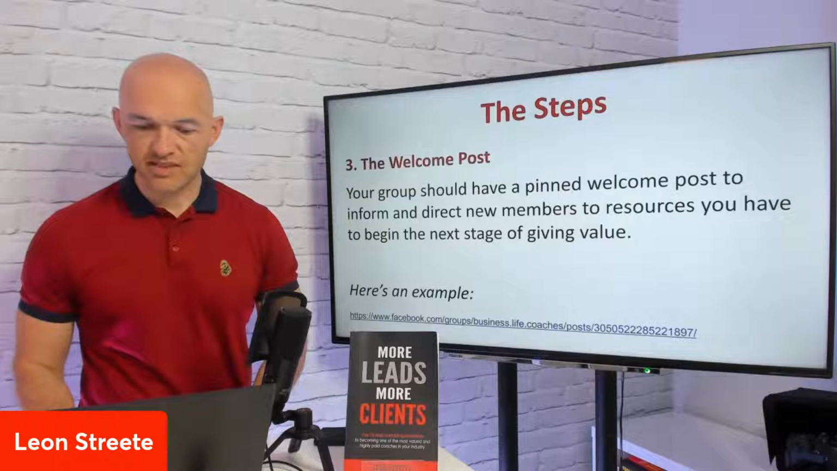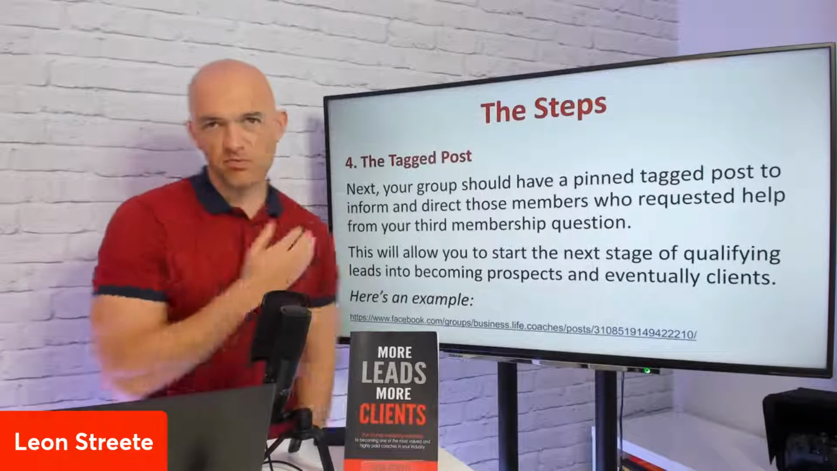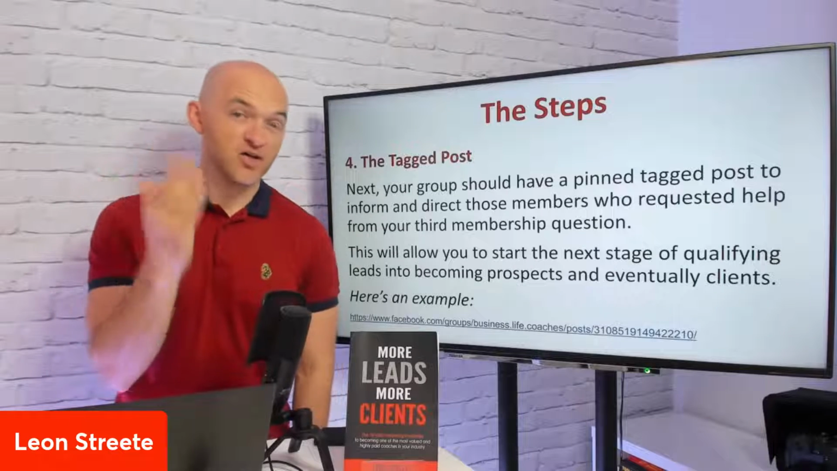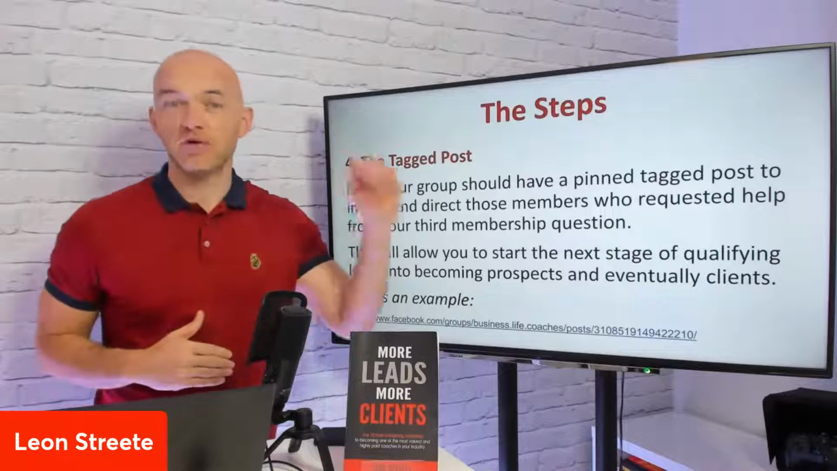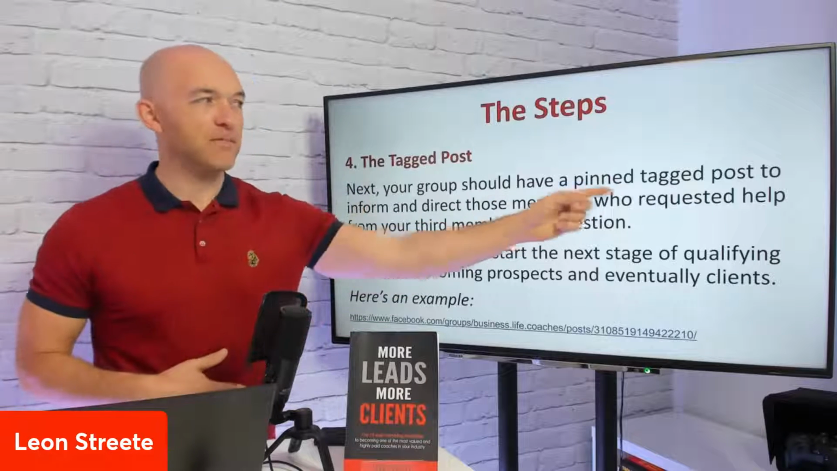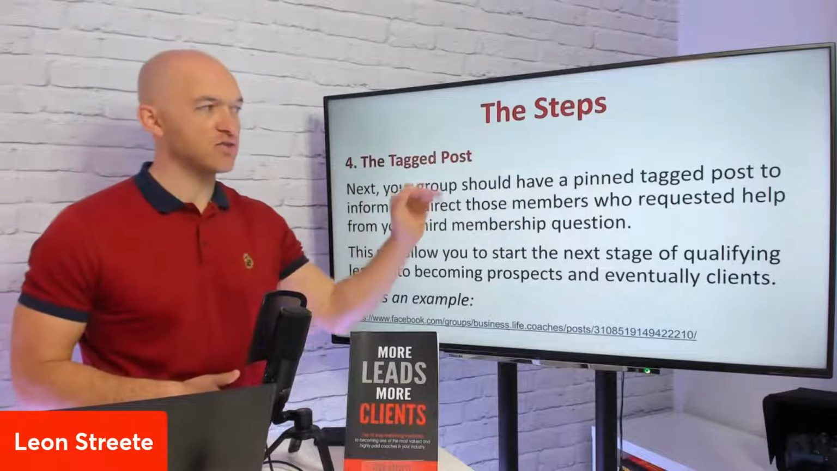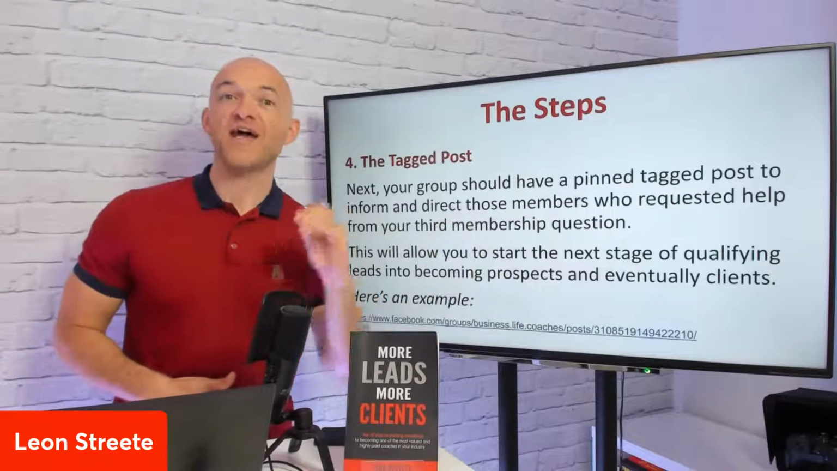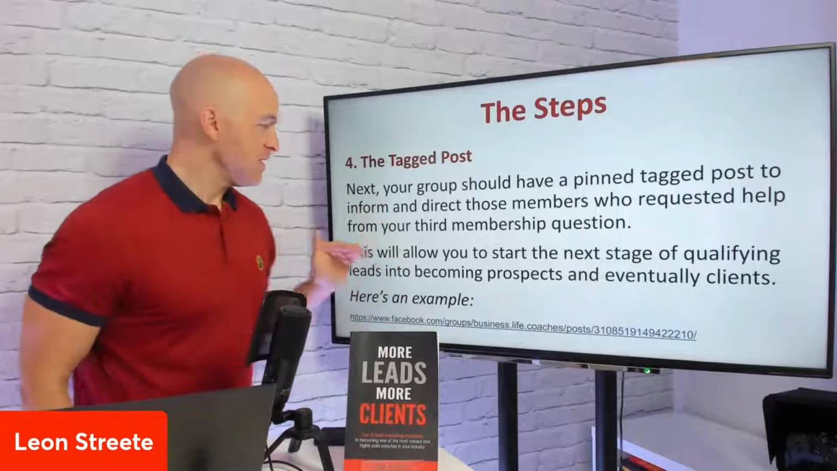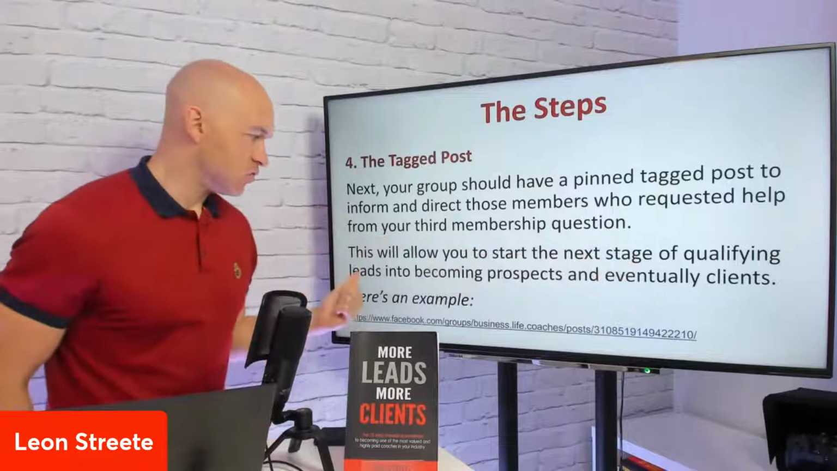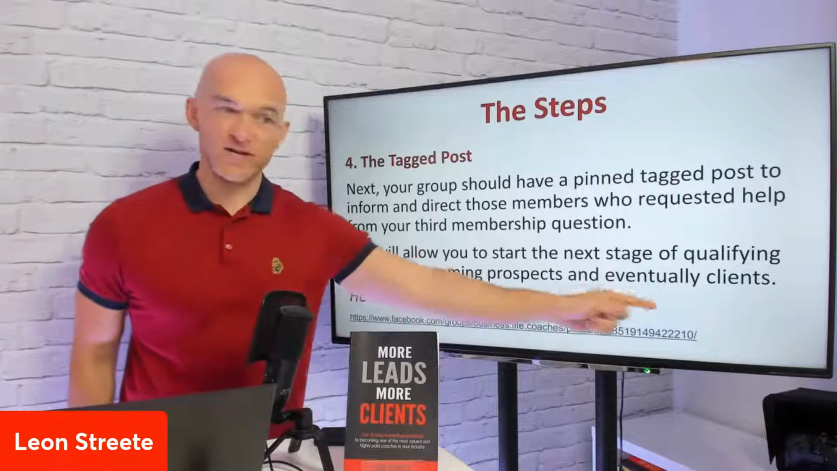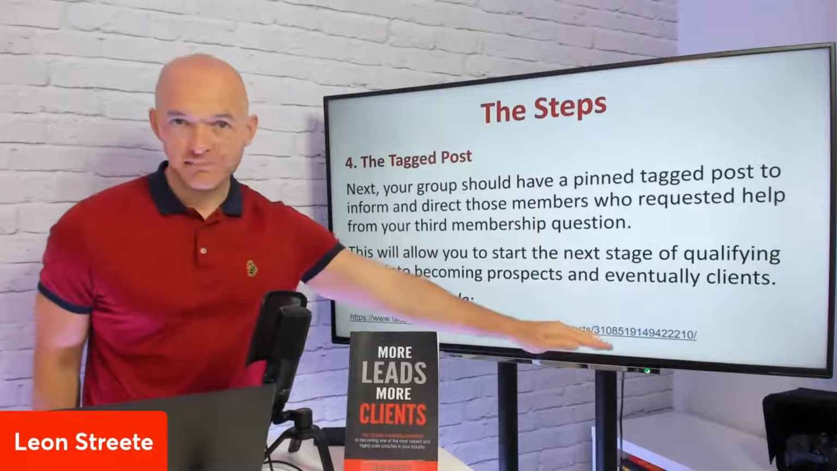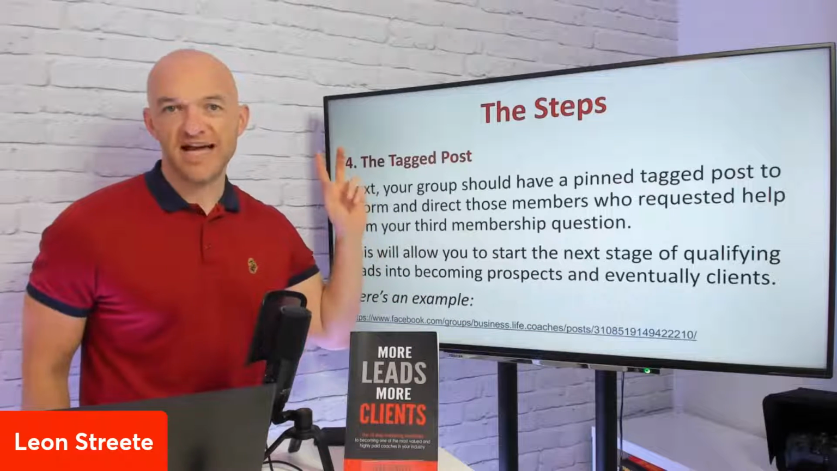So we're going to move on to step 4. Step 4, this is a biggie, and I wasn't using this at first, and I learned it from my coach. It's a real powerful one, the tagged post. So next, your group should have a pinned tagged post to inform and direct those members who requested help from your 3rd membership question. Remember, the one that asks people if they're looking for help now. This will allow you to start the next stage of qualifying leads into becoming prospects and eventually clients. Here's an example.